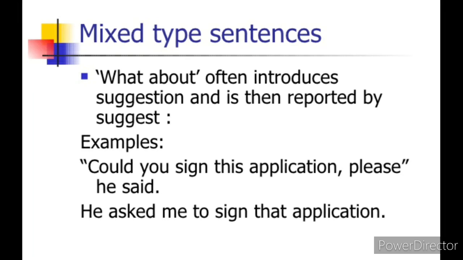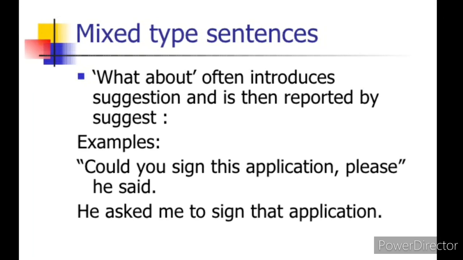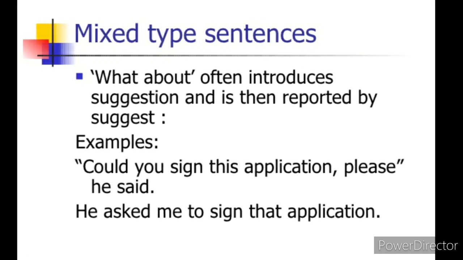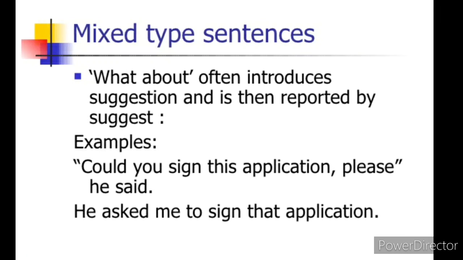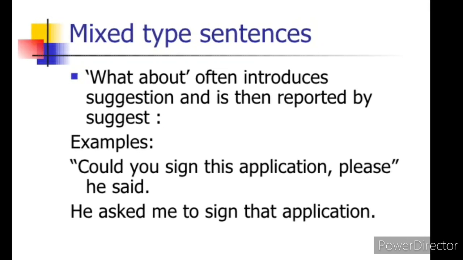Okay, dear students, in this manner we need to change direct into indirect speech. Further, I am going to give some examples and questions which will be very helpful in learning about direct and indirect speech.